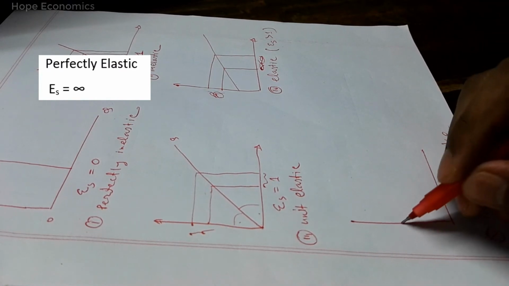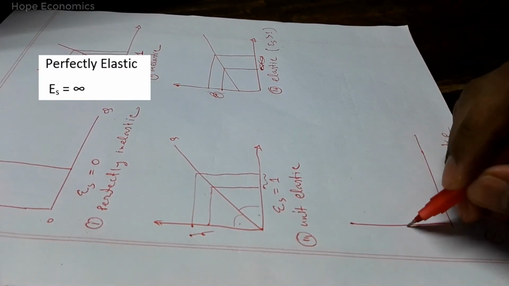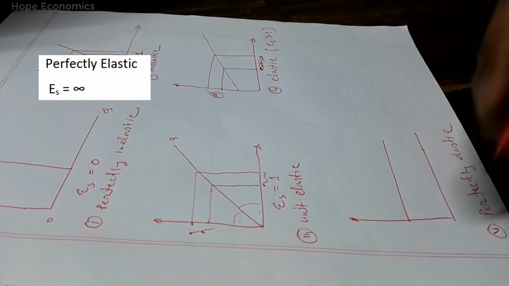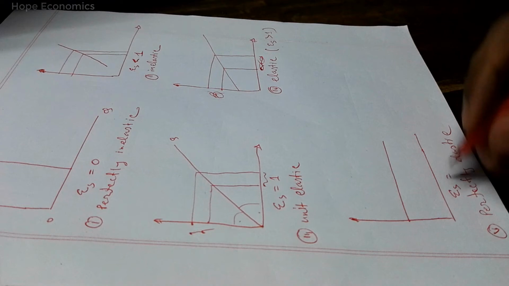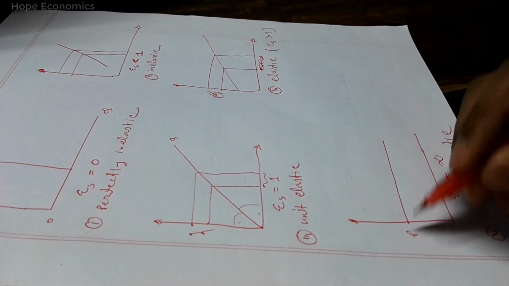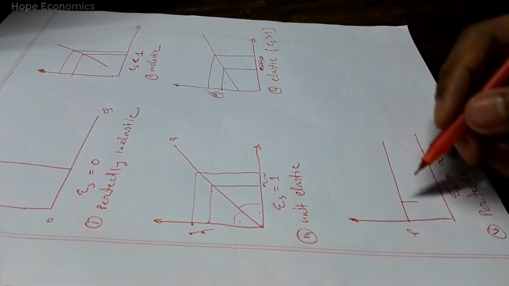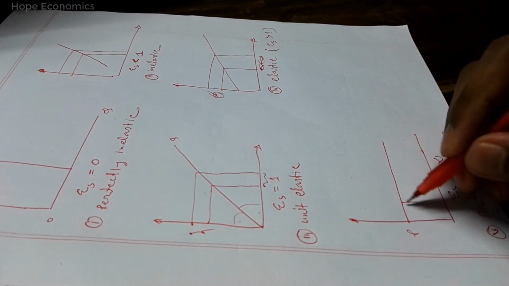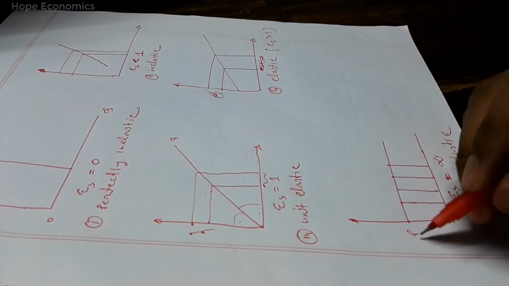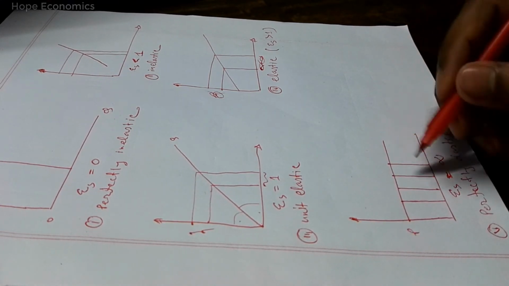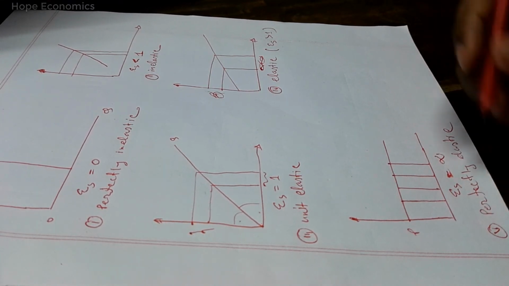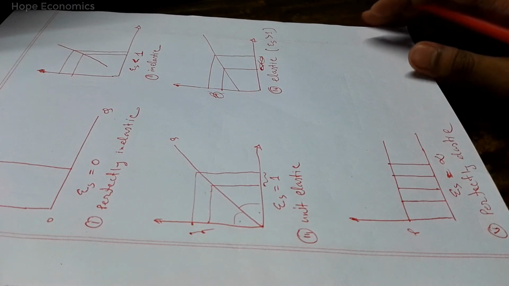In such a kind of supply curve, it looks like this. It's horizontal, and the elasticity value for this curve is equal to infinity. So whatever happens, the quantity supplied can be increased at the same price. So this is how the perfectly elastic supply looks.